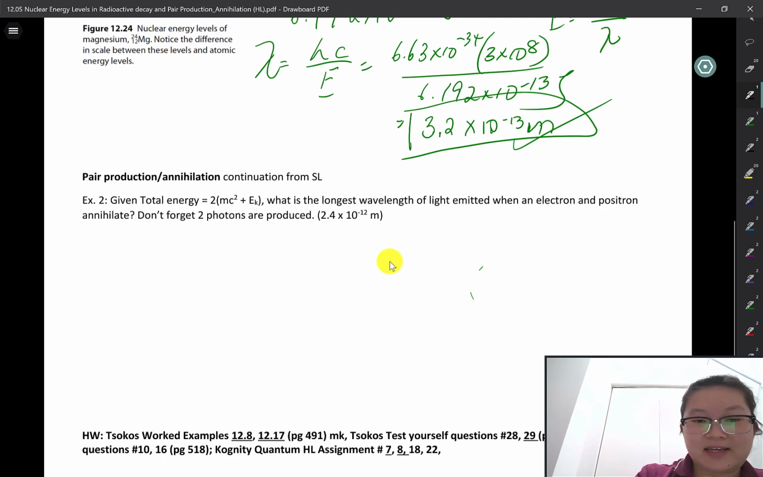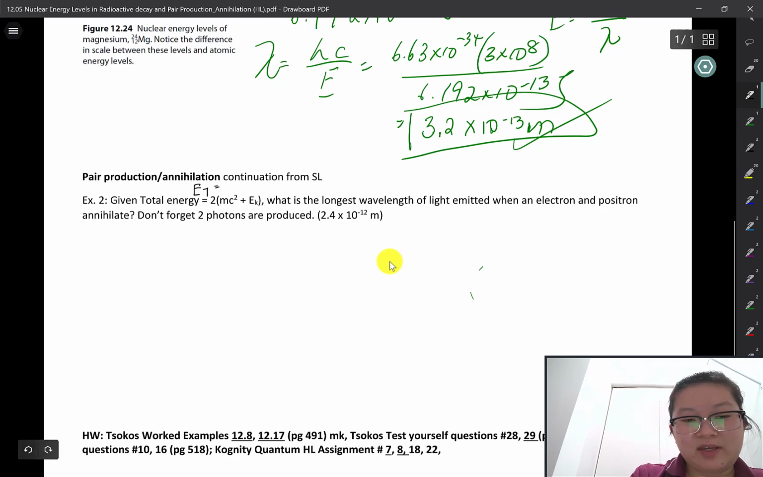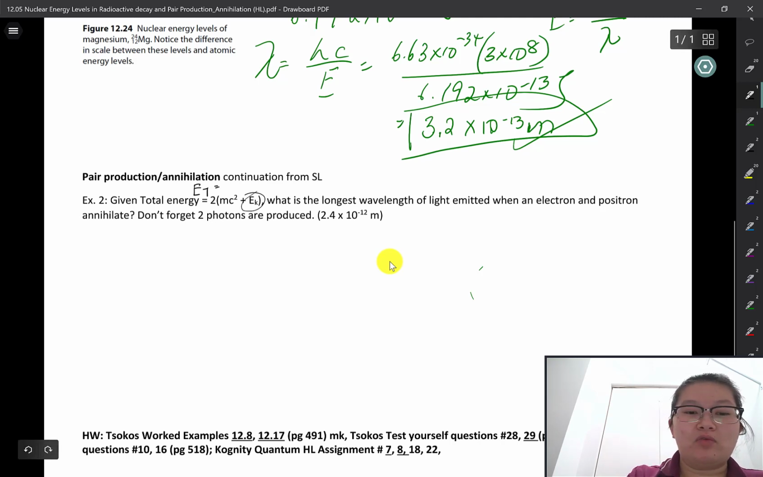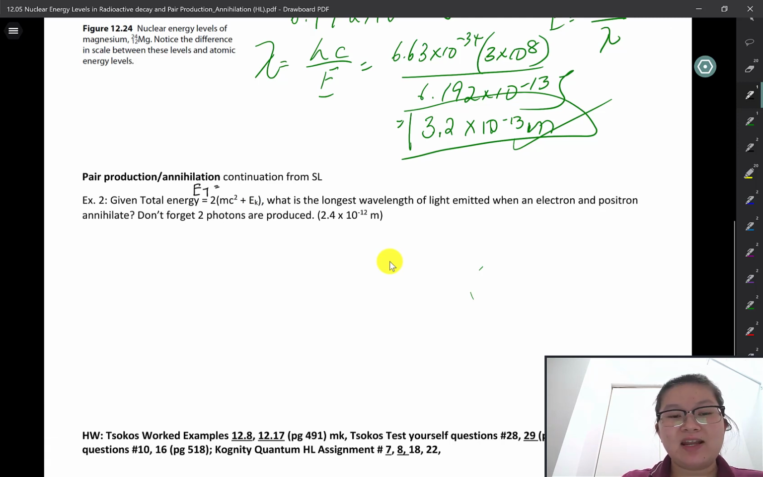So given that the total energy is this one, and what this means is your mass gets converted into energy as well as whatever kinetic energy your particle had already. So it's the energy associated with the mass and as well as its kinetic energy.